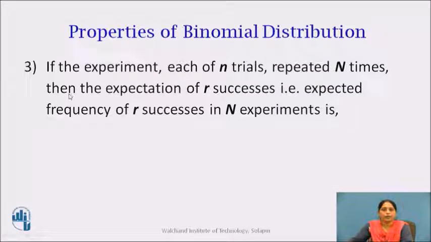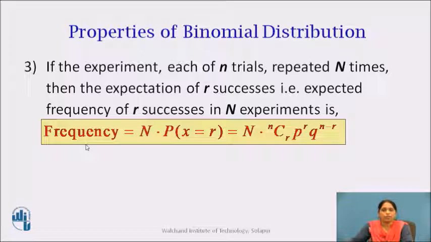Third property of the binomial distribution: if the experiment of n trials is repeated capital N times, then the expectation of r successes, that is the expected frequency of r successes in capital N experiments, is frequency equals capital N into the probability of x equals r, that is capital N into nCr p raised to r q raised to n minus r.